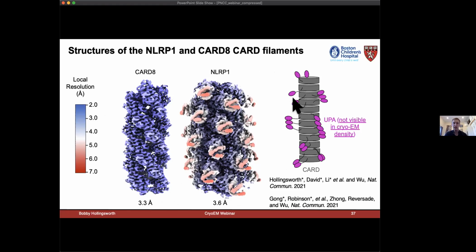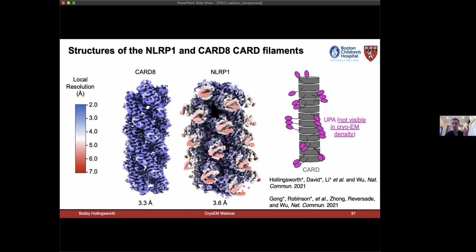And we posited that perhaps the UPA subdomains were flexibly linked, like on this cartoon here, around the periphery, and either weren't following helical symmetry or, despite not imposing symmetry and other tricks we tried to play, were just heterogeneous. And so what was immediately interesting about these two filaments was that NLRP1 had a dimer.